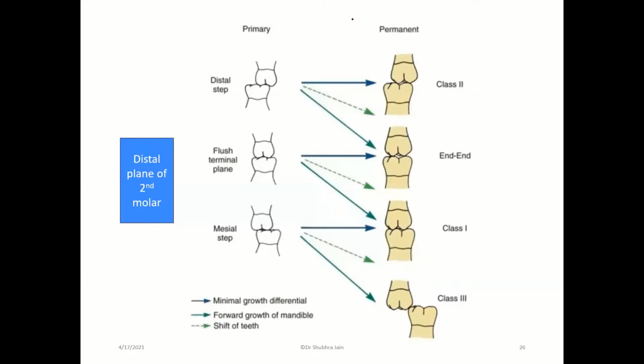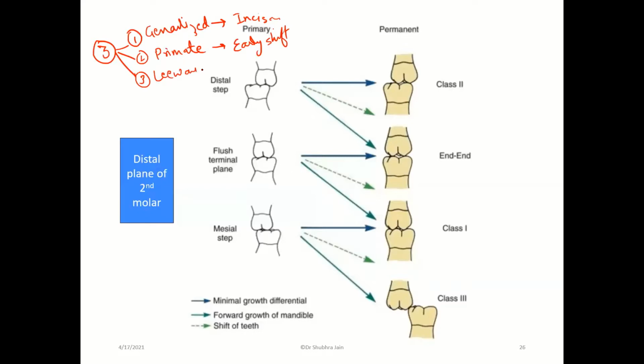There are three types of spaces. First is generalized spacing, which is used for compensating incisor liability. Then there is primate space, which is anthropoid space, which is used for early shift. Then there is leeway space, which is used for late shift. So these are the three spaces which are utilized in compensating incisor liability, early shift and late shift.